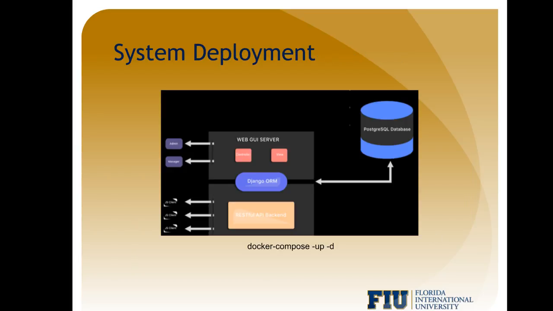And here is the system deployment, for which we have used Docker. BreazeHome is contained in Docker containers hosted on an FIU server, and the three main containers are the database, the API, and the front end. In order to deploy BreazeHome, the docker-compose up -d command will be used, which will start up all the separate Docker containers.